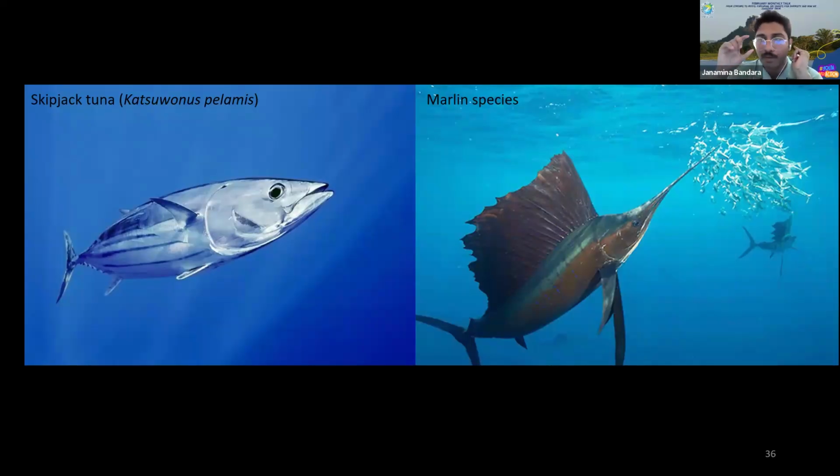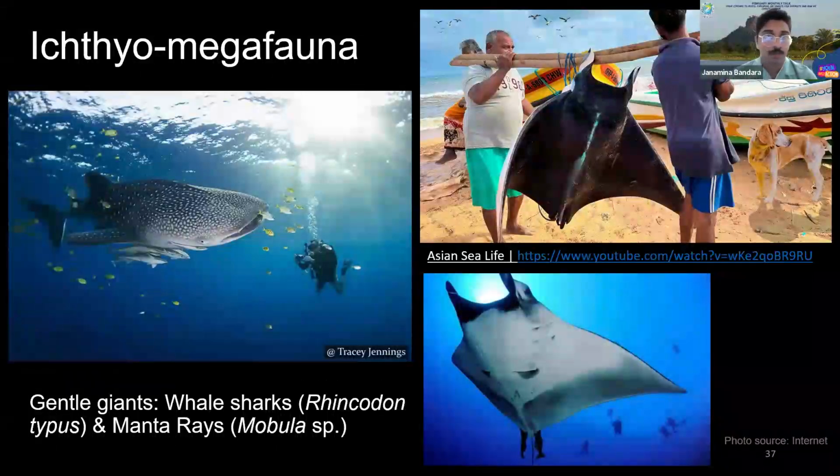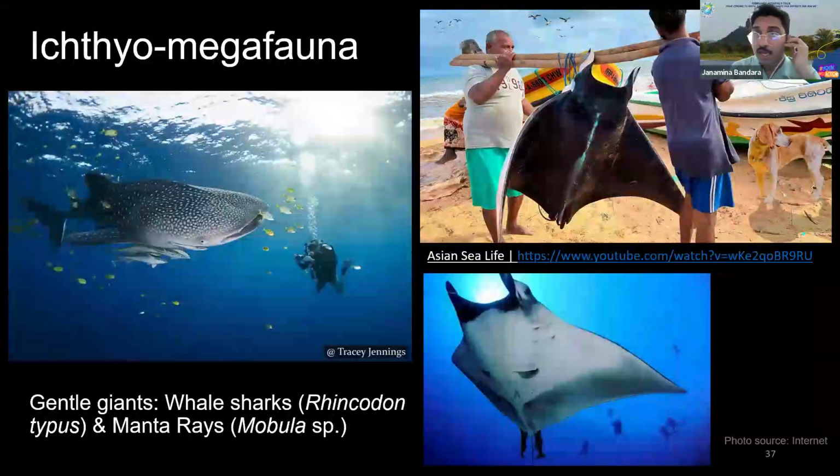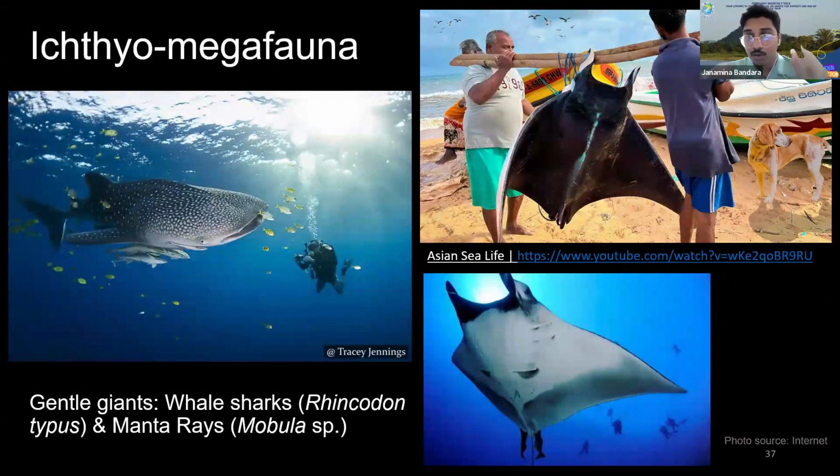It's a classic example for the fusiform body. It helped this species swim really fast through these massive currents. And again, I have to mention the ichthyomega in Sri Lankan waters. Sri Lanka hosts the whale shark, actually the biggest fish in the world.